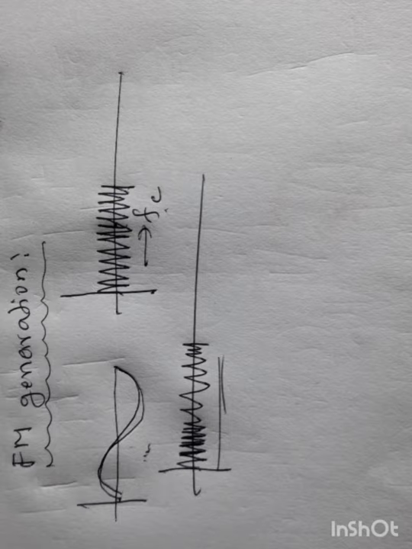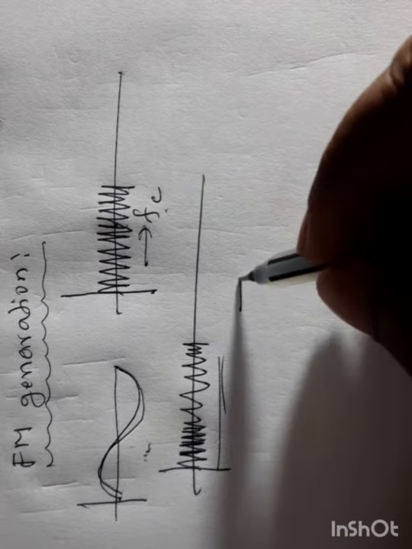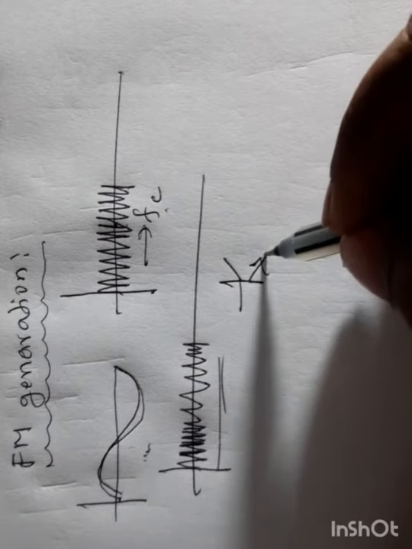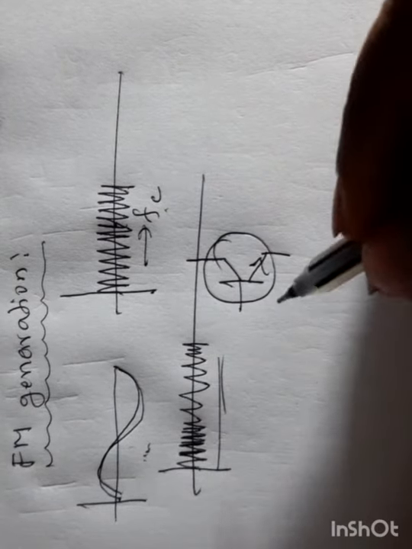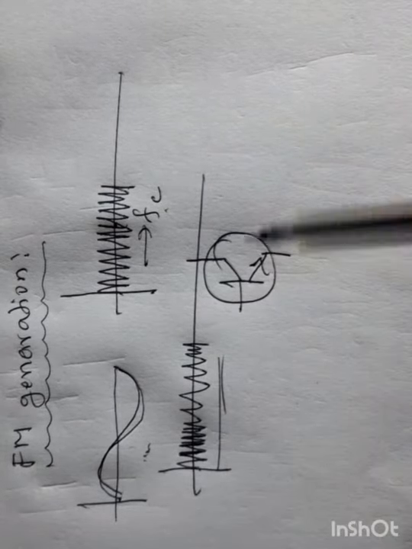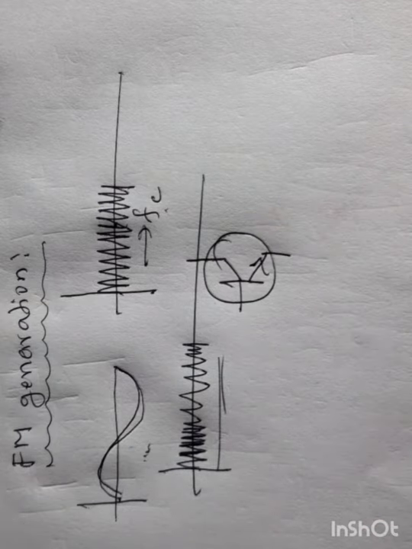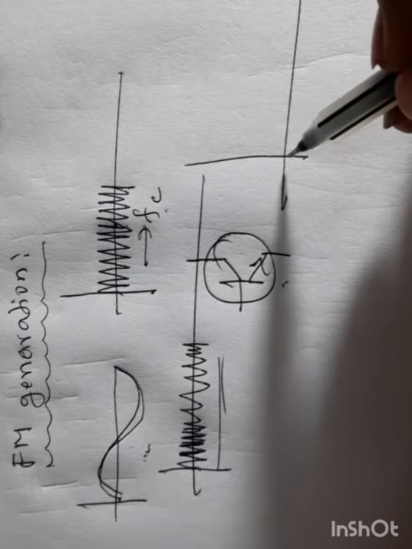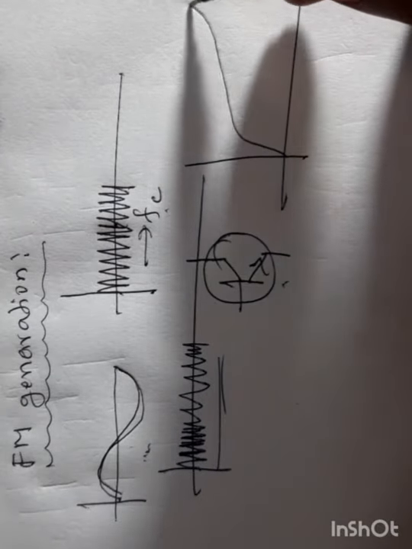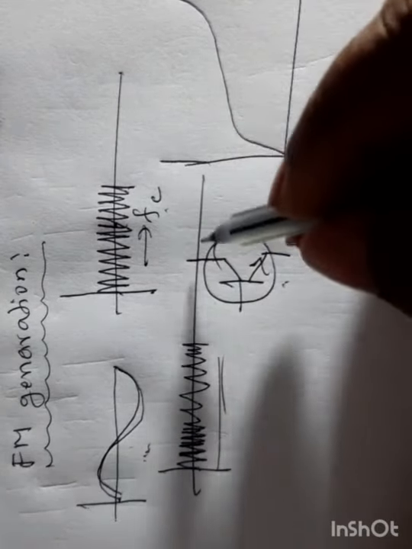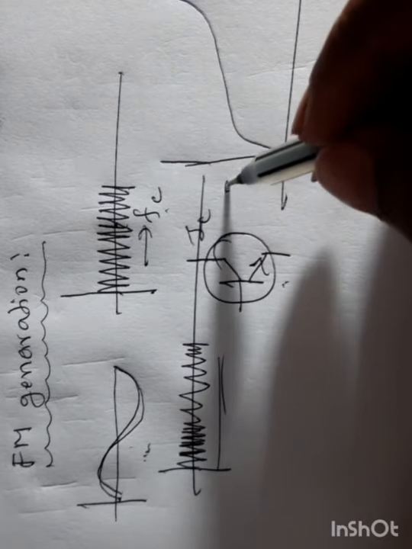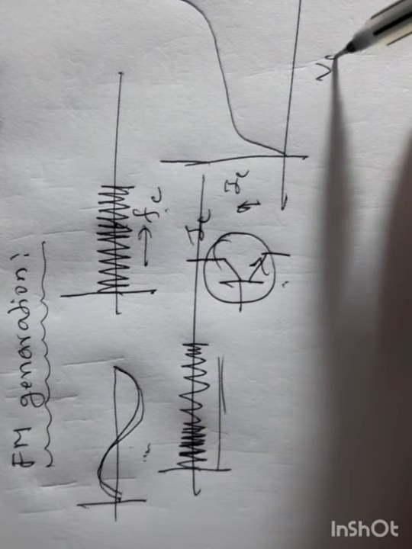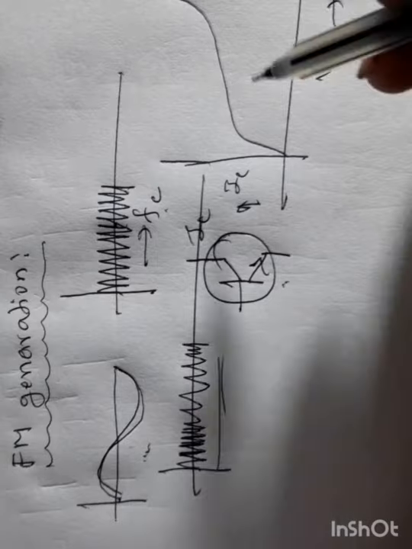Usually there are two types of transistors, that is, this is an NPN transistor. We can use this transistor for FM generation. But in this case, if you take the forward characteristics, that is the collector current against the collector emitter voltage, see this.